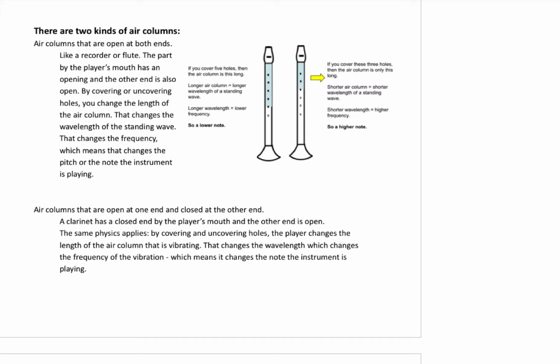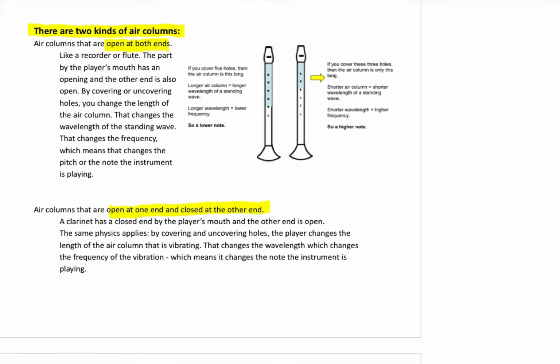if you're into music or play musical instruments, especially wind instruments, this is going to be hopefully right up your alley and maybe a little bit kind of common sense. In physics, we're going to divide air columns into two general kinds of air columns. There are air columns that are open at both ends, and then there's air columns that are open at one end and closed at the other end.